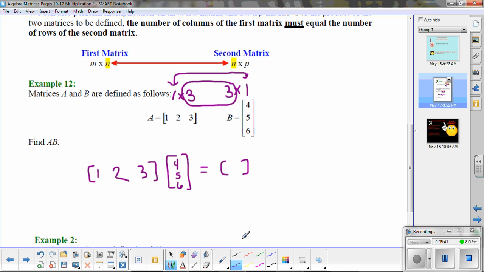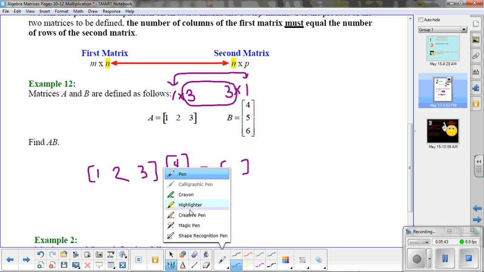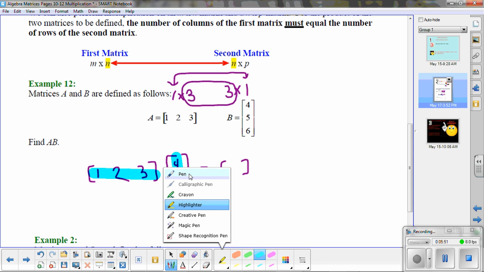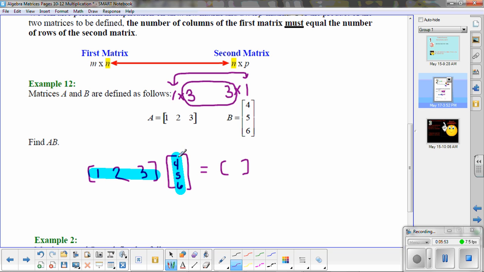And this one's actually a pretty simple one because we're going to do the first row by the first column. And that's all we have is one row and one column. So let's go ahead and do that math. 1 times 4 is 4. 2 times 5 is 10. And 3 times 6 is 18. And we're going to add those all together. 4 plus 10 plus 18, that's going to be 32.